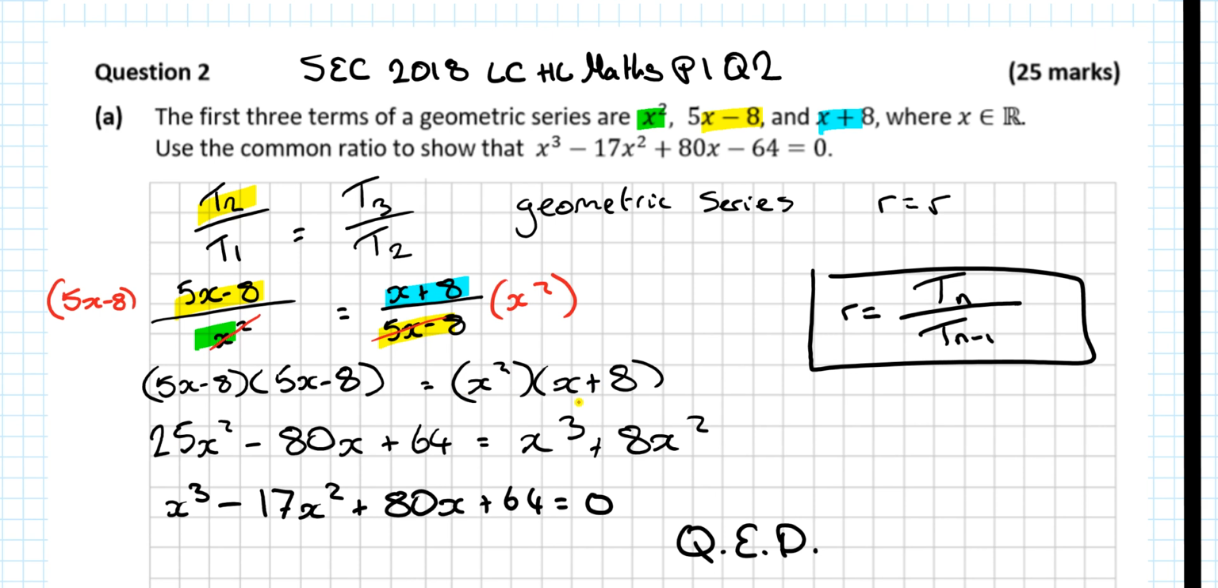It's a matter of now multiplying out and being very careful. X squared by x is x cubed, x squared by 8 is 8x squared, 5x by 5x is 25x squared, 5x by minus 8 is minus 40x, 5x by minus 8 is minus 40x, minus 40x and minus 40x is minus 80x. Minus by minus is plus, 8 by 8 is 64. Tidy up, QED, done. Easy question, really nice.